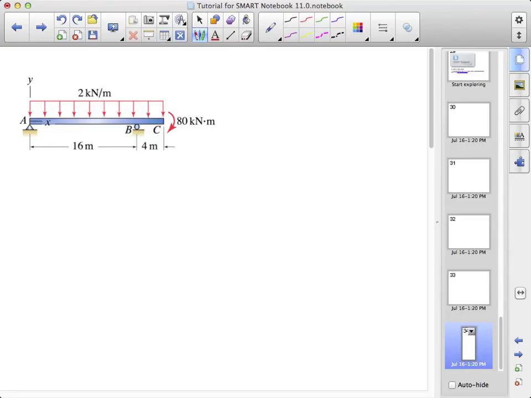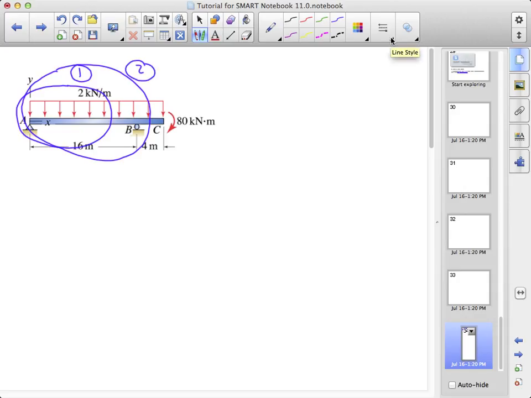We now consider example 1c, which consists of a beam subjected to a uniform distributed load of 2 kilonewtons per meter, as well as an 80 kilonewton meter couple applied at C. The beam is pin supported at A and roller supported at B, and we said previously that because of the sudden appearance of the reaction force at B, we would need two sets of free body diagrams, one for x less than 16 meters and a second for x greater than 16 meters.